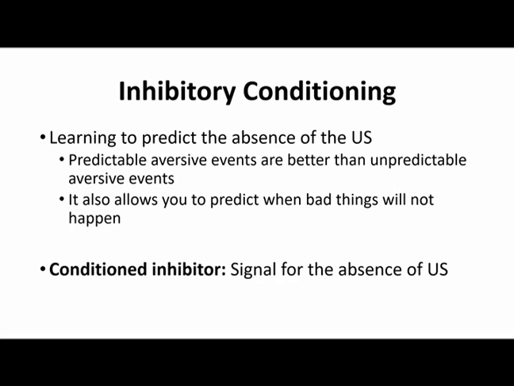And learning to predict this interaction, learning to predict when that US will not be present, allows you to predict when bad things will not happen. So it gives you windows in which you can relax. So for example, if a child is being bullied every time the teacher leaves the room, then the teacher is going to act as a conditioned inhibitor for us. So when the teacher is present, they indicate that nothing bad will happen in their presence. And then the child knows that if the teacher leaves, that's when the bad thing can happen.